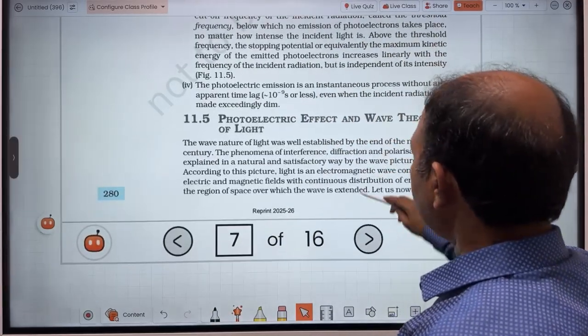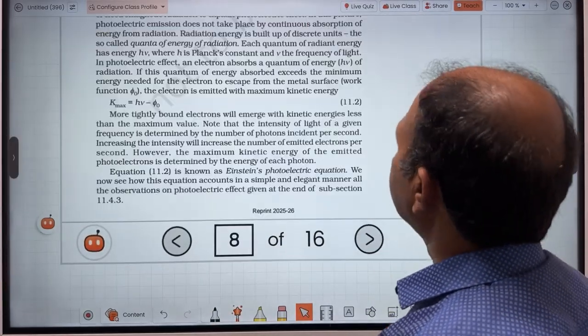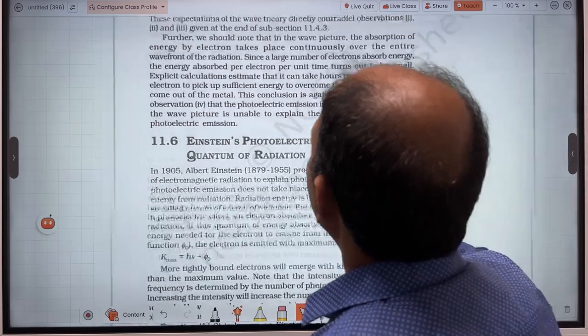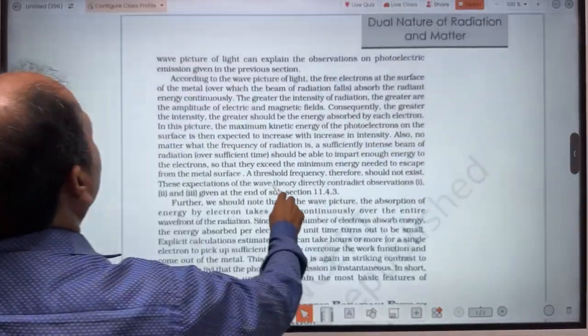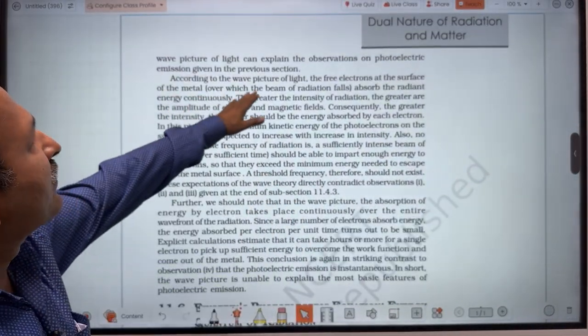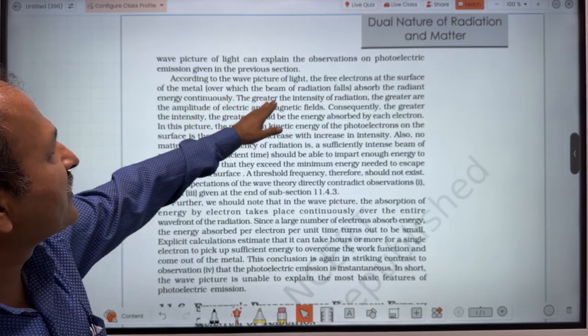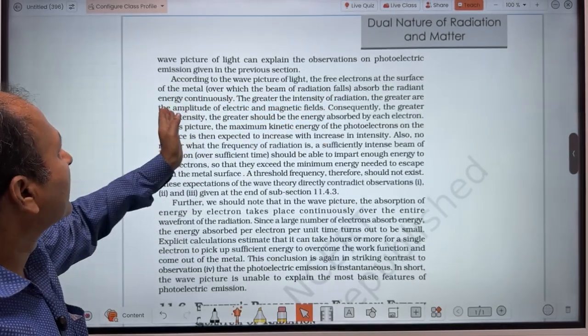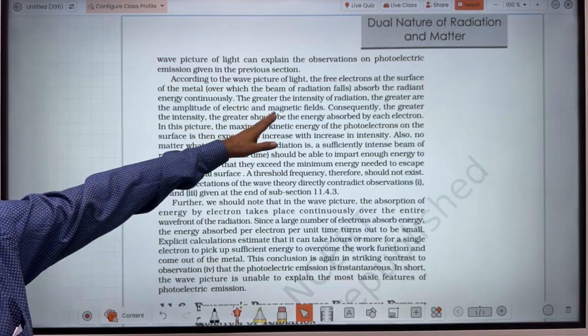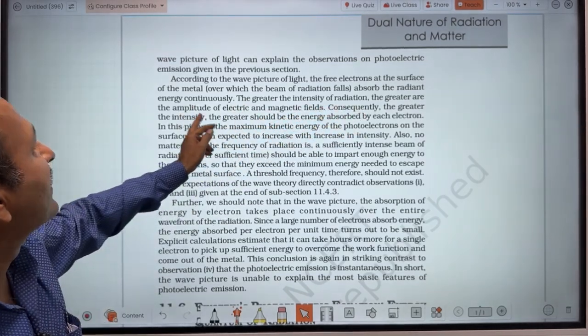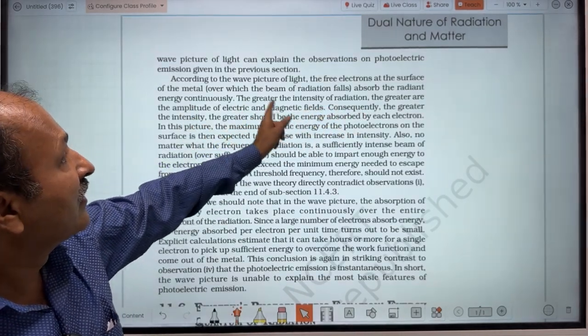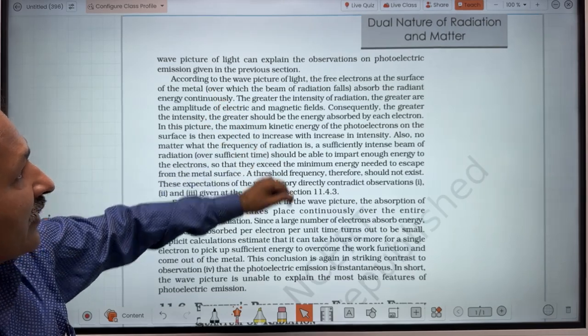Now, photoelectric effect and wave theory. So here we will see certain points. According to the wave picture of light, the free electrons at the surface of the metal over which the beam of radiation falls absorb the radiant energy continuously. The greater the intensity of radiation, the greater are the amplitudes of the electric and magnetic fields. It seems to be so, but it is not the case.